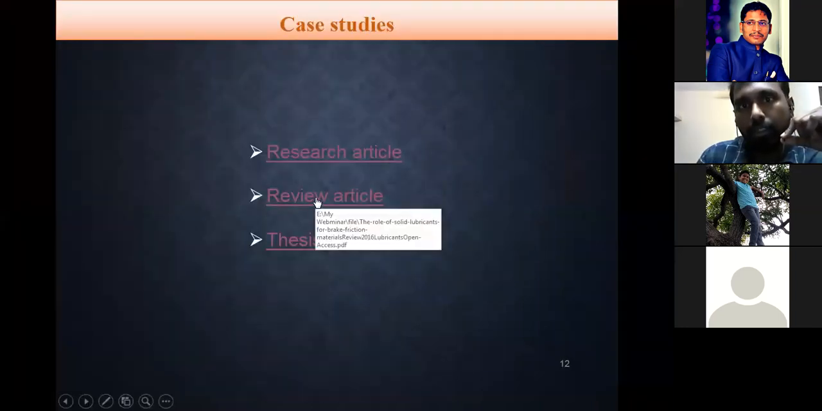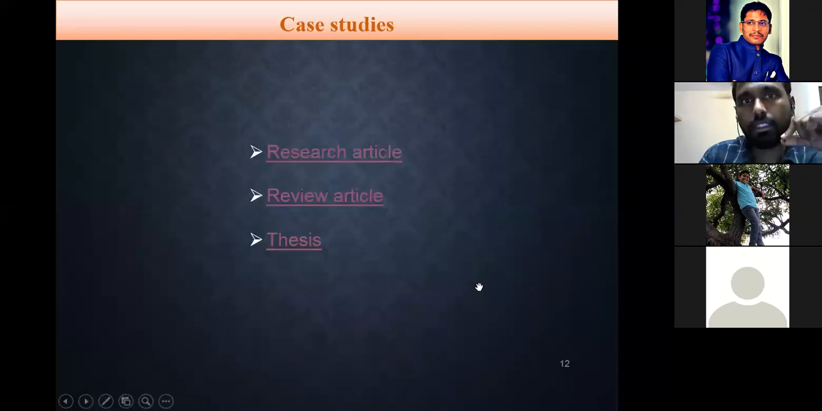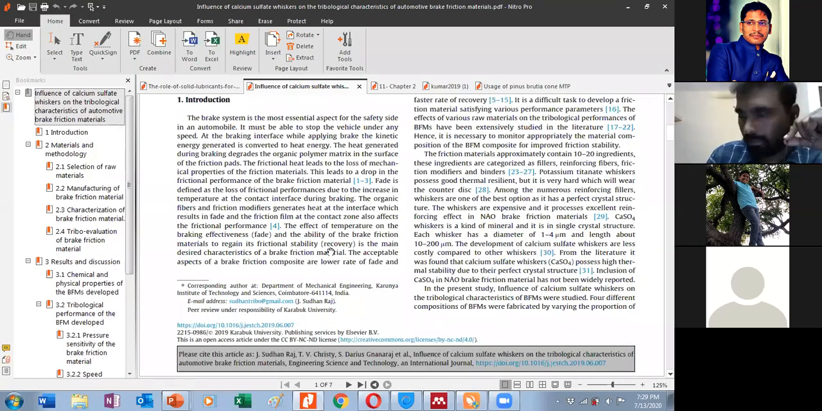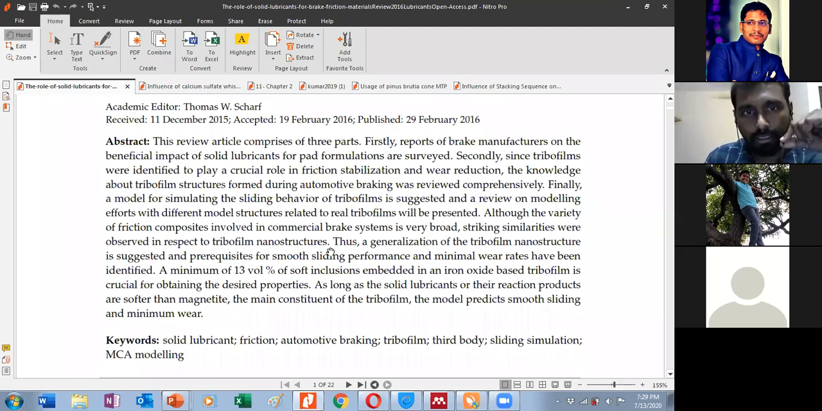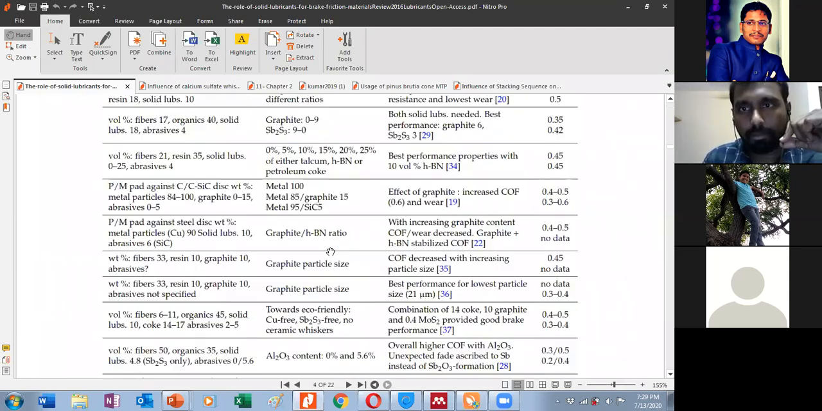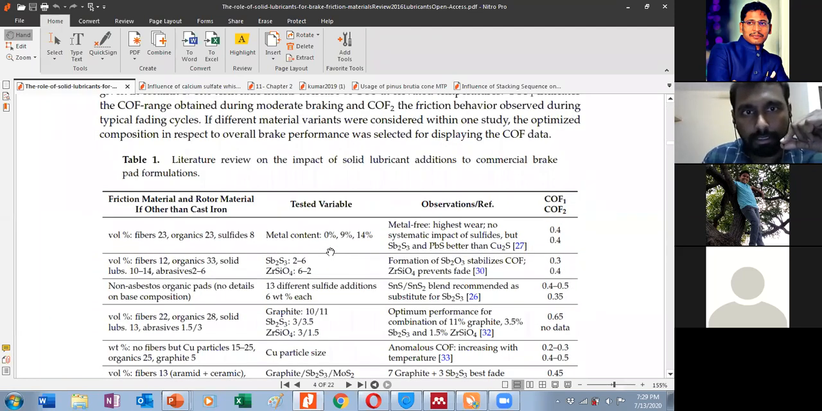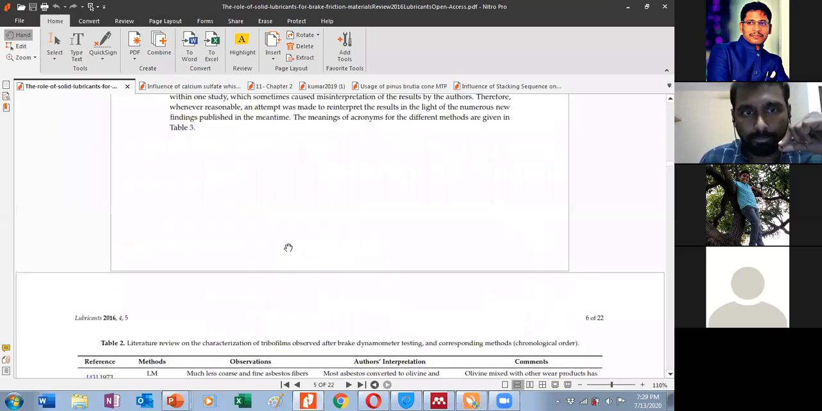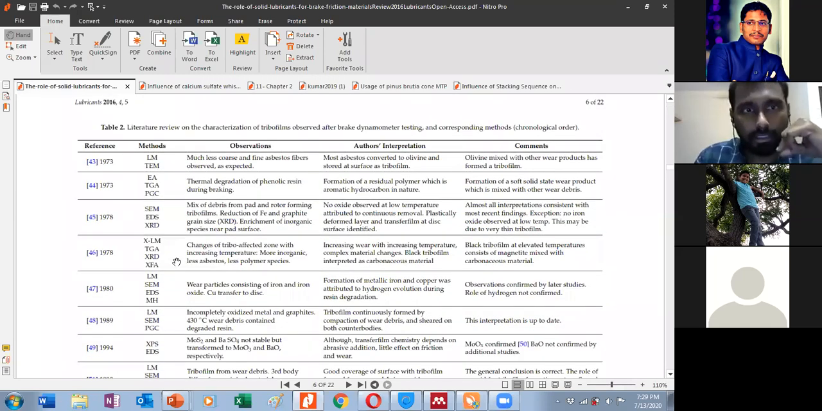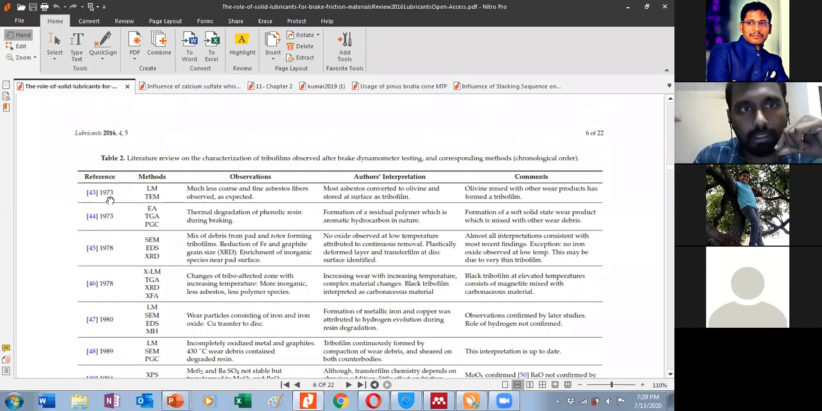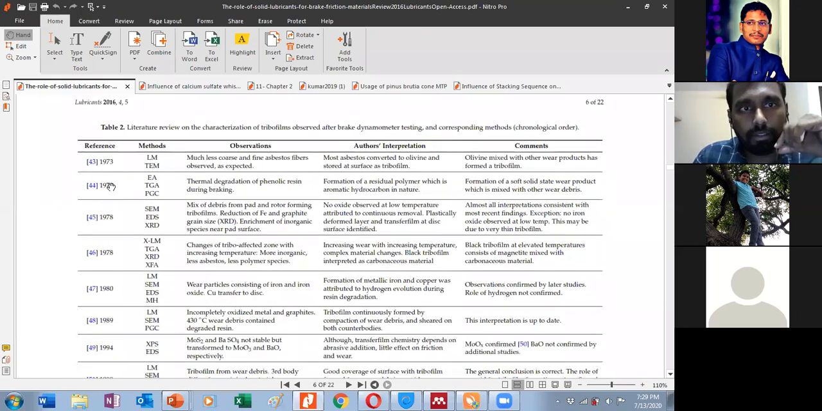So this review article is that. Here you can see, this is a recent review article. I can show you how this is presented. You see, here they have found that from nearly the 1970s, this is a base paper, the starting paper of this work.